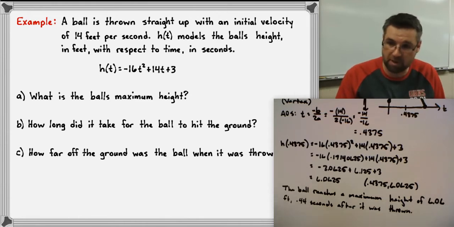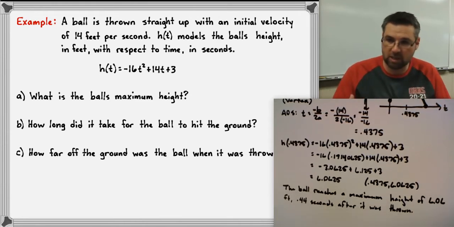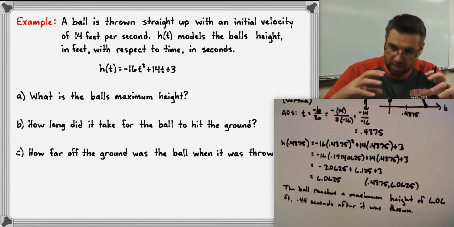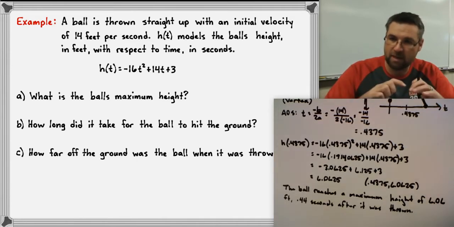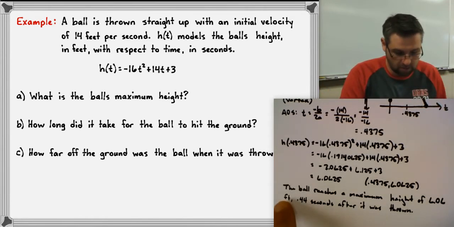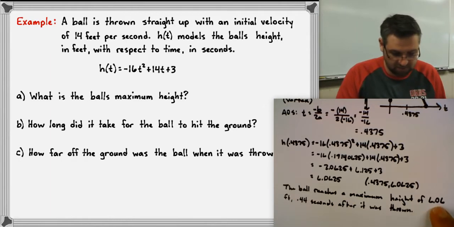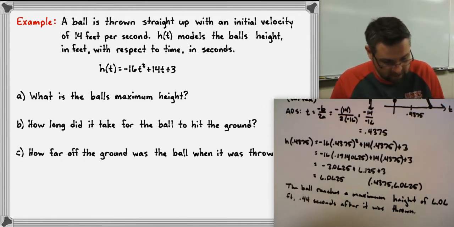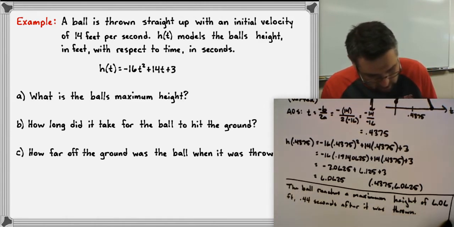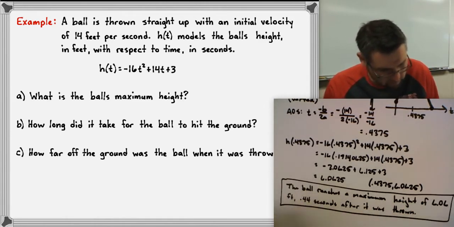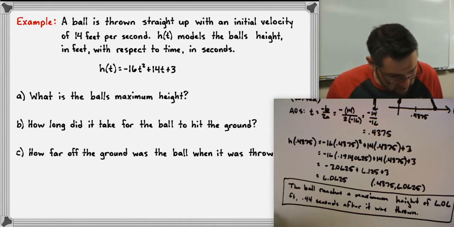Okay, so we're going to want to write out a sentence for our final answer. It's not just a number anymore. We are applying it to real life, so we have to relate it to context, and we have to write a sentence about what it means. The ball reaches a maximum height of 6 feet approximately, about a half second after it was thrown. So that is A, and that is our answer. All right.